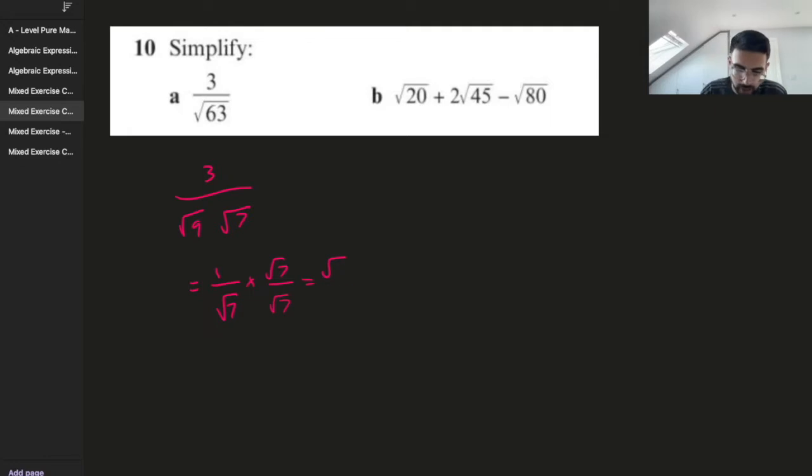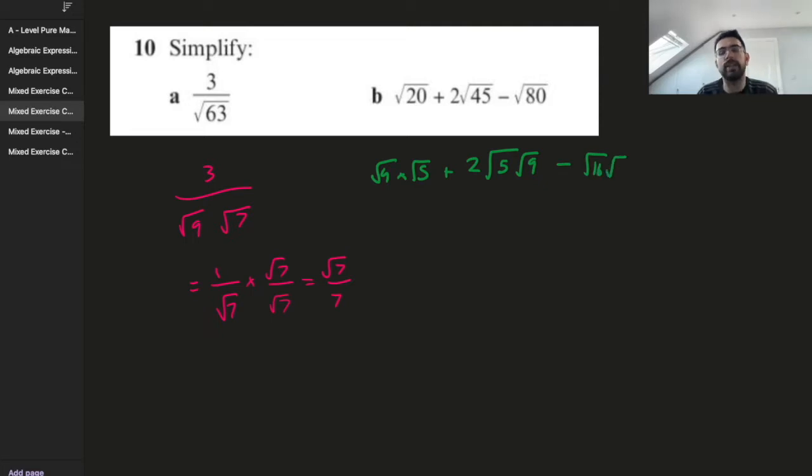Okay, for part B, we are going to do something very similar. We are going to split up the root 20 into its surds. So I know that it's root 4 times root 5. With the 2 over here, I can say this as root 5 times root 9. And this is minus root 16 and root 5.